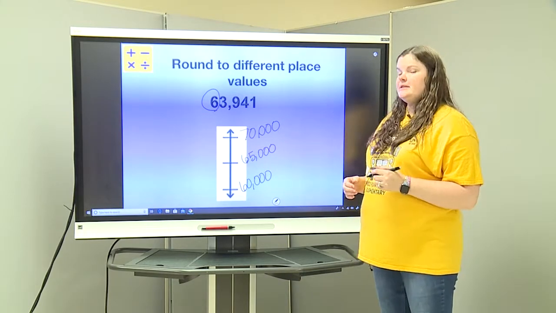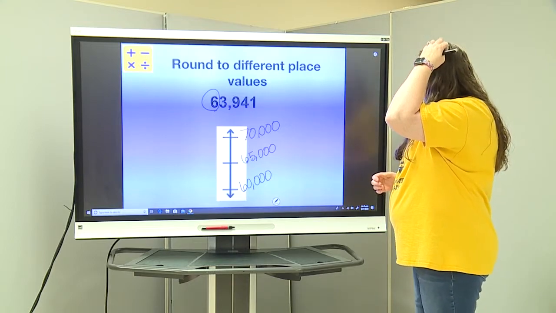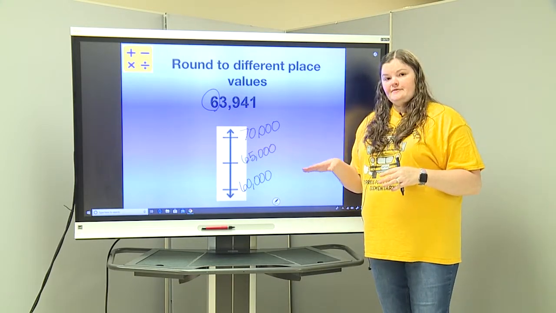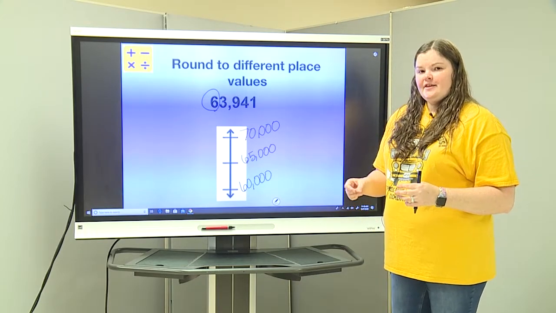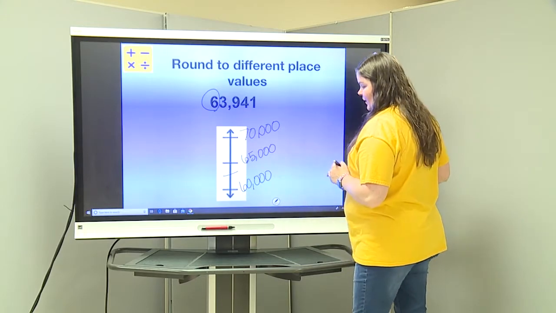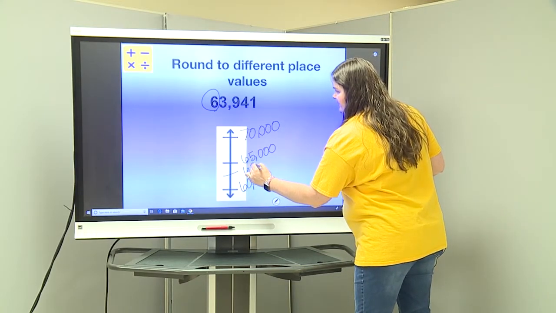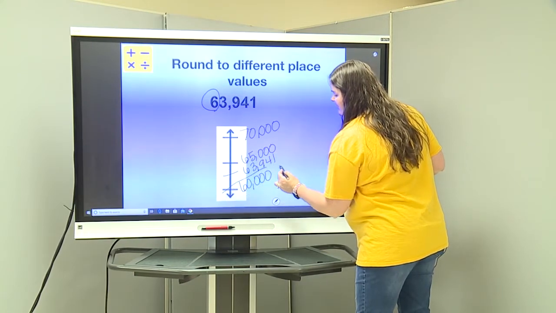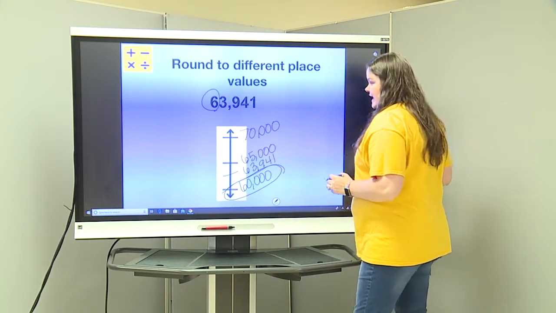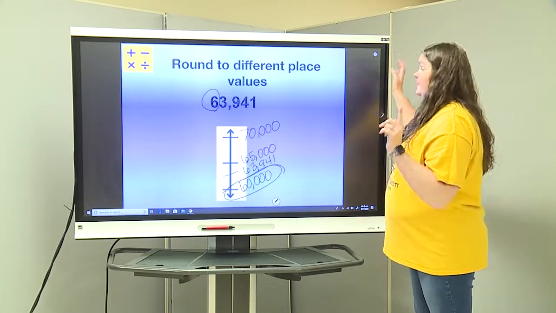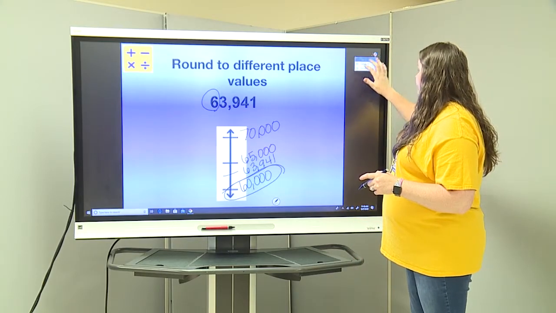Now I need to figure out where 63,941 would go on my number line. My midpoint is 65,000, so 63,000 is going to go below my midpoint. So I'm just going to try to squeeze this number in here. And since it's below the midpoint, it rounds down to 60,000. Very good job on that. Just a quick review of those.